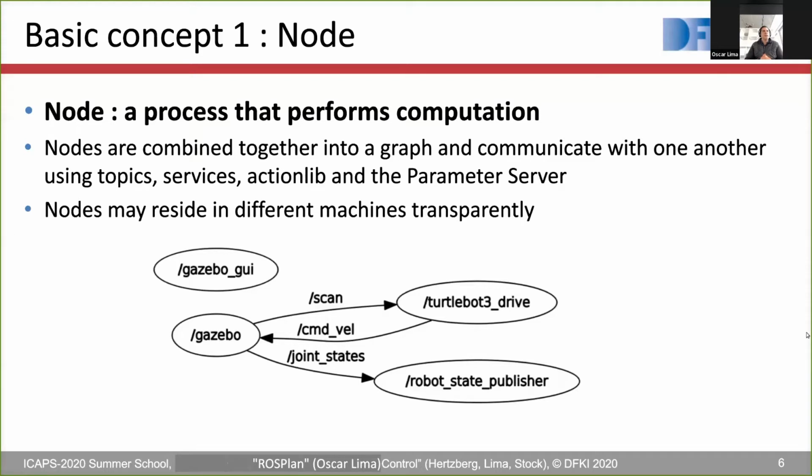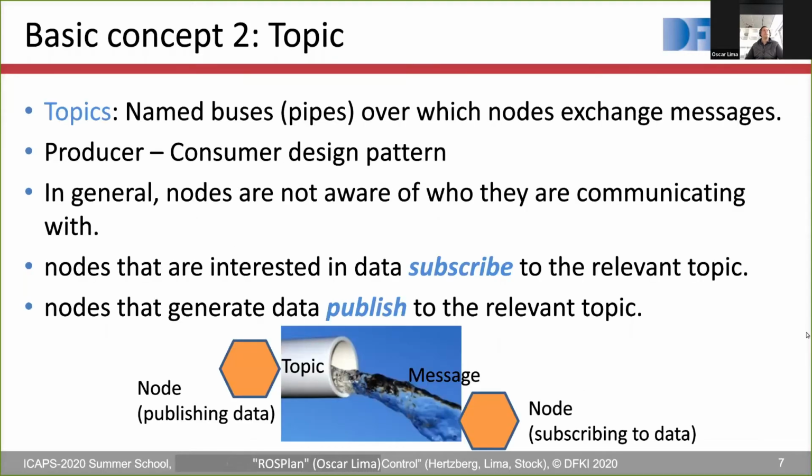Like I said before, nodes can reside on different machines, and the user does not need to worry about that. As long as those computers are on the same network and they can ping each other, then ROS takes care of the rest.